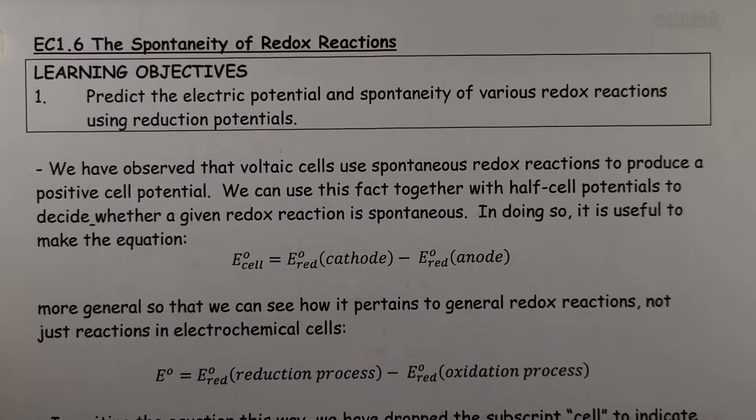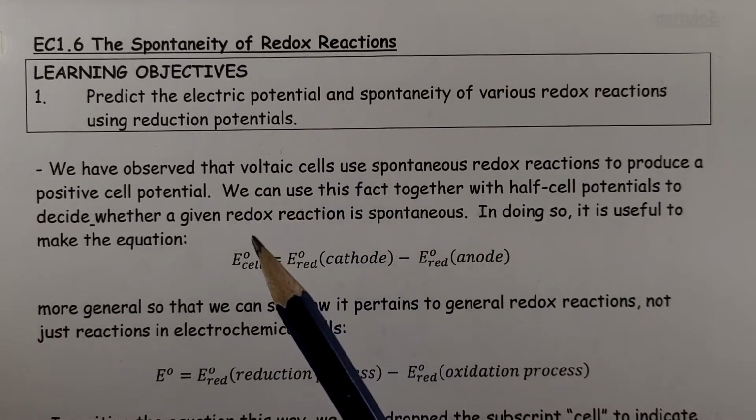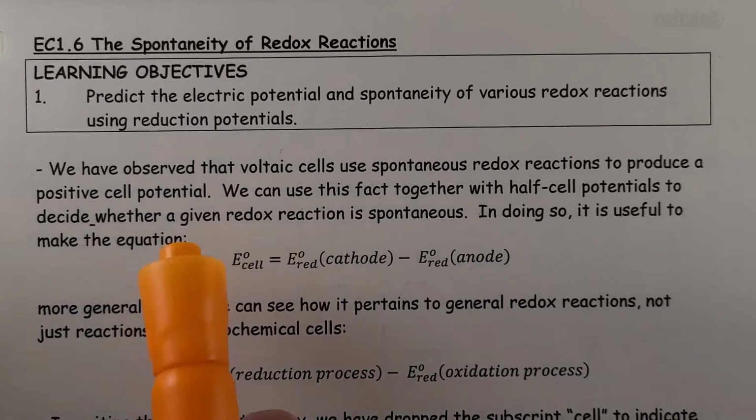Welcome back, Chemistry 30. This is the EC1.6 Spontaneity of Redox reactions. So we kind of touched on this already, and this final section just continues on with that. So predict the electric potential and spontaneity of various redox reactions using their reduction potentials.